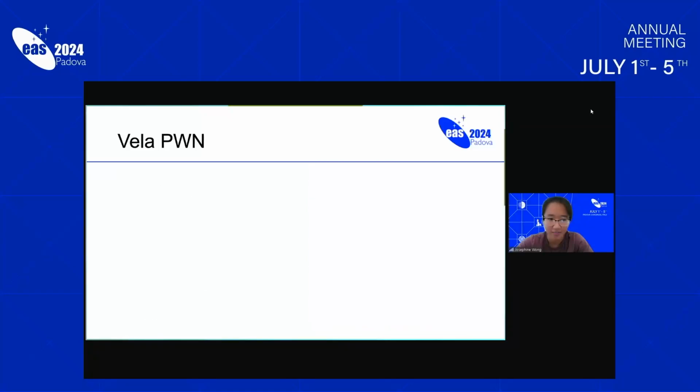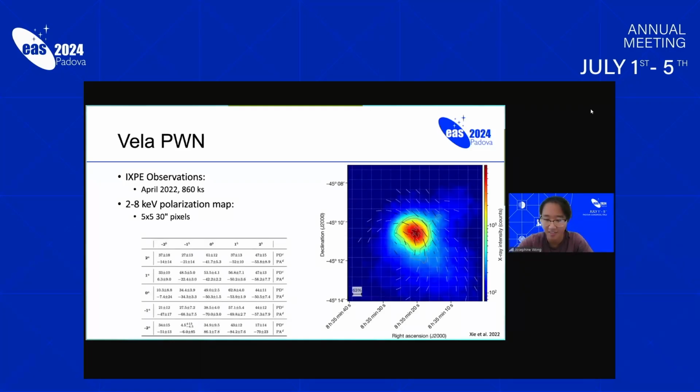So in this context, IXPE observed Vela for 860 kiloseconds in April 2022. And a polarization map with 5 by 5 30 arc second pixels, shown here, was obtained. And high polarization reaching up to about 60% in these 2 pixels here was measured. So this value is close to the theoretical limit of synchrotron polarization. The measured photon index in this arc jet region, so the inner parts of the nebula, is about 1.3, and it reaches up to 1.7 in the outskirts. And that predicts a maximum polarization, assuming synchrotron, of 66 to 72%.